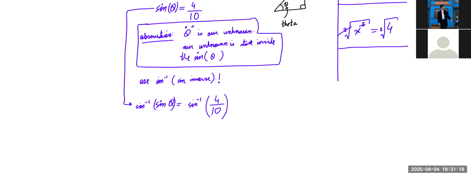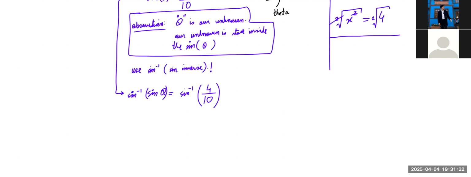Whenever your variable is stuck inside a sine, always take the sine inverse. Same for cosine, same for tangent. The sine inverse cancels out the sine and leaves you with theta. And on the right side, I have sine inverse of 4 over 10. This will give me the angle answer. So can you plug this into your calculator and tell me what you get?